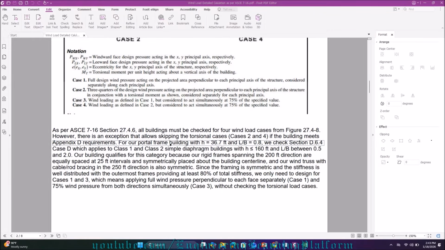As far as our portal frame is concerned, we have a mean roof height of 36.7 feet and a length to breadth ratio of 0.8.